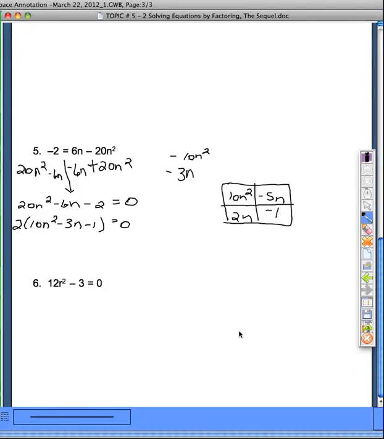All right, 10 could be 10 times 1 or 2 times 5. Looks like we need to make it 2 times 5. So we're going to put 2 in here and 5 in there because this is a multiple of 5 and this is a multiple of 2. 2n times 1 is 2n. 5n times negative 1 is negative 5n. And then 1 times negative 1 is negative 1. So now we know our factors are 2n minus 1 times 5n plus 1.